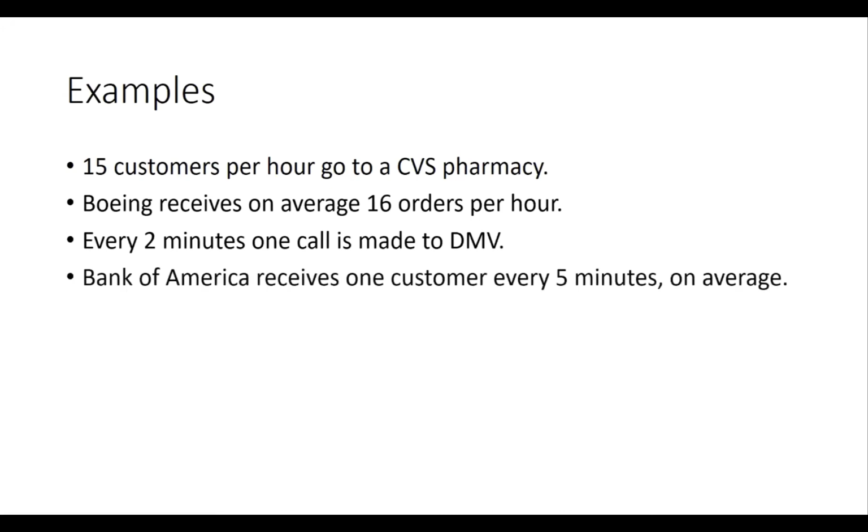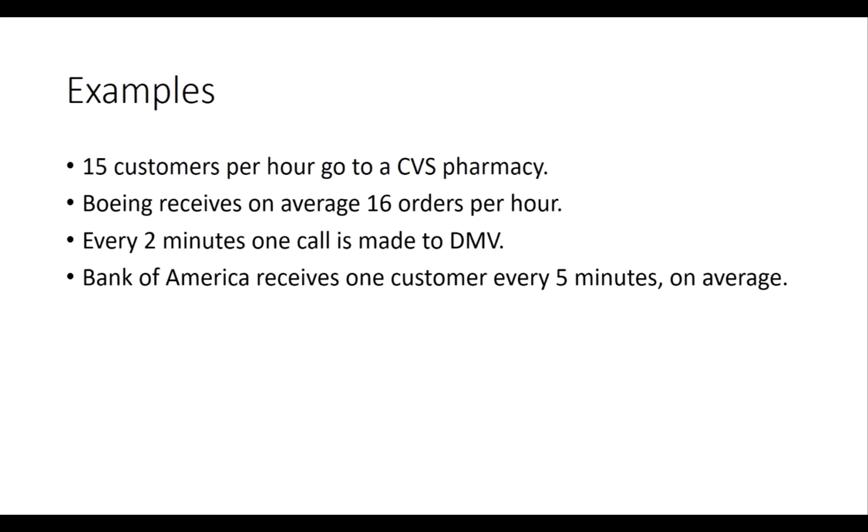Next, Bank of America receives one customer every 5 minutes on average. This is an arrival process, and the arrival rate is given: one customer every 5 minutes, which translates to 12 customers an hour. It gives the inter-arrival time and the arrival rate, 12 customers per hour. It's random, not fixed, and the other piece of information you need is the distribution of the inter-arrival time.